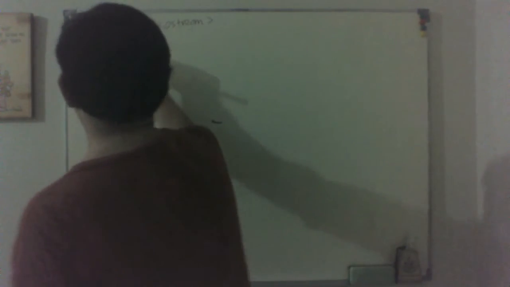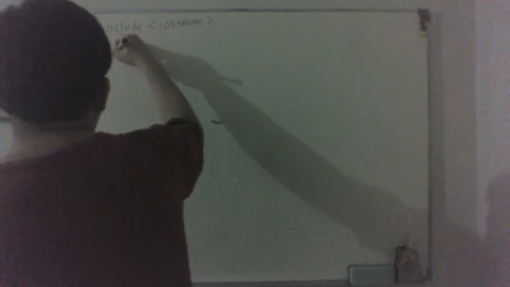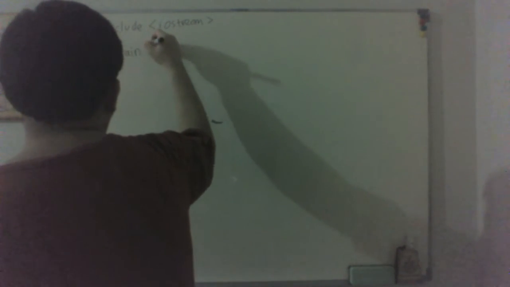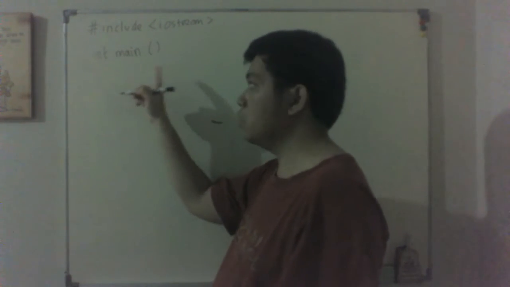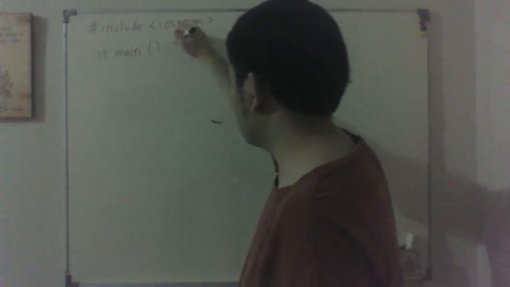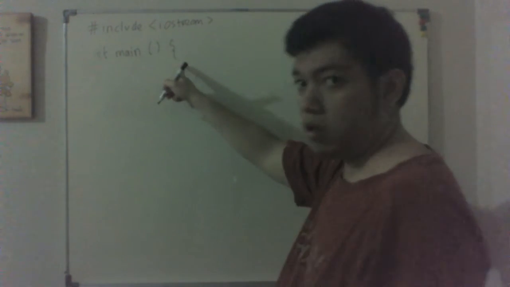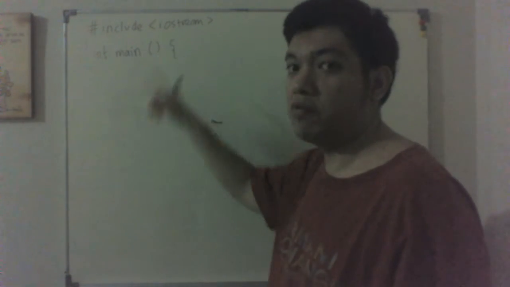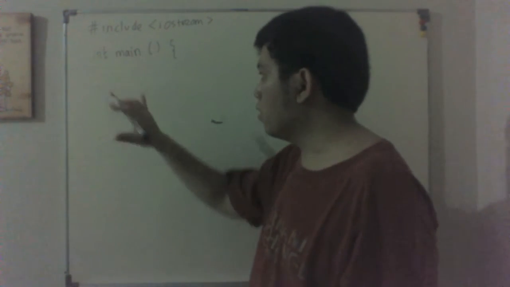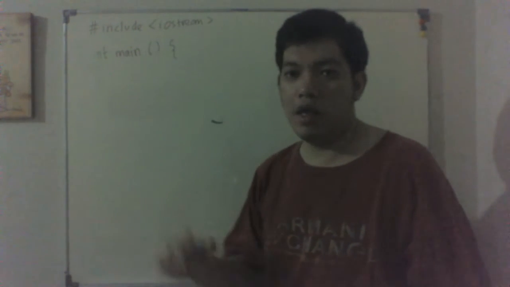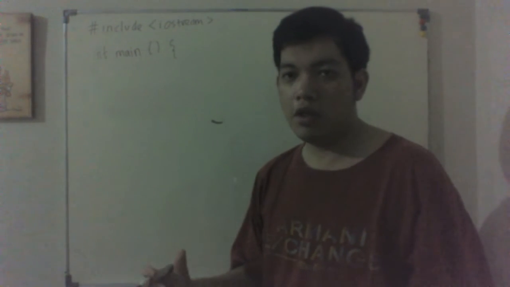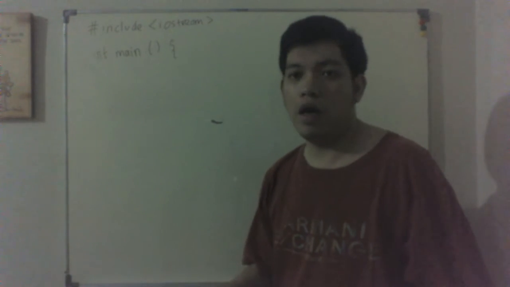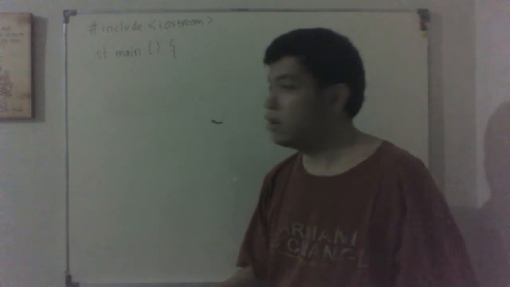So I'll just do it like this. This is the main function, and that's the return type of type integer. The open curly brace is there to denote the beginning of the scope of the main function, right? Now, before this function ends, the task that I want to do is basically just to show a hello world, right? So how to do it?